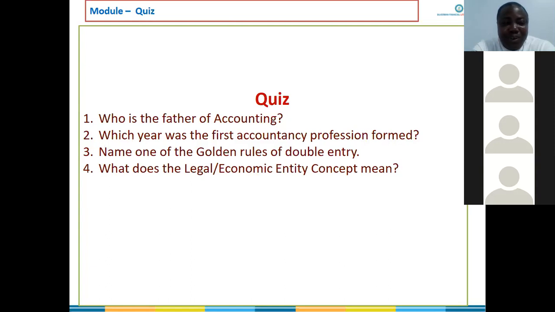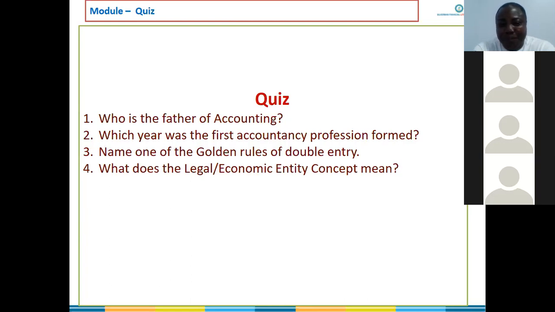Okay. Name one of the golden rules of double entry. Personal, real, and nominal. Yes, we have personal, nominal, and real, but there is something stated under each of them. Can you remember one of the rules stated under, for example, personal? For personal, debit the receiver, credit the giver. Okay, great. So the first one, debit the receiver and credit the giver.